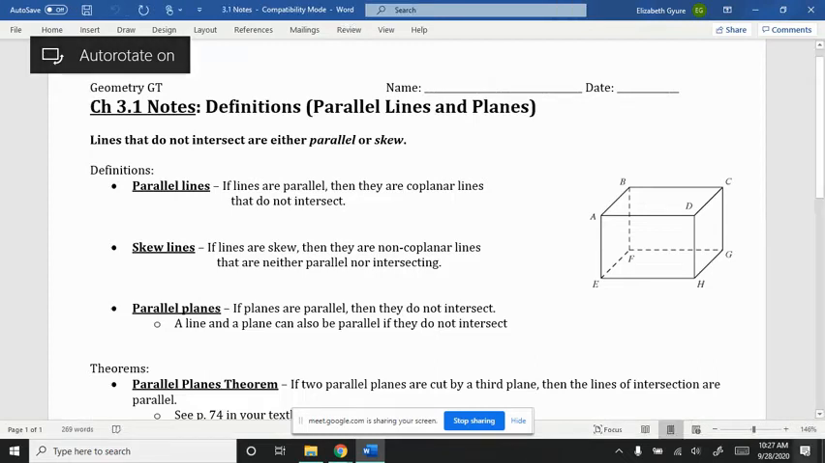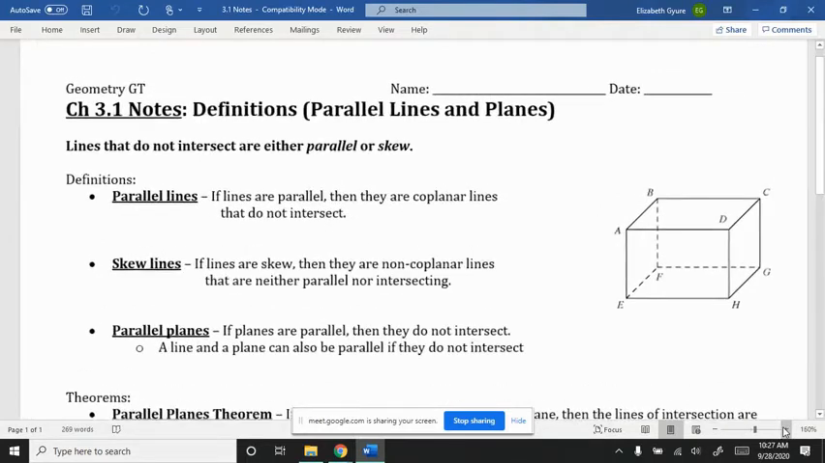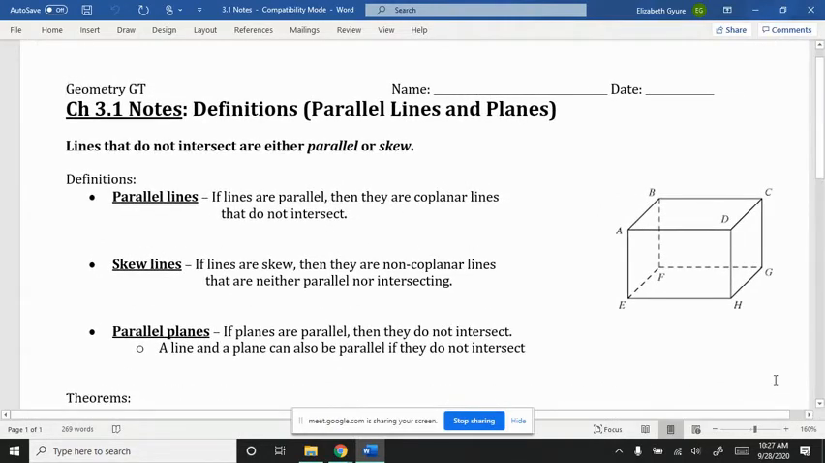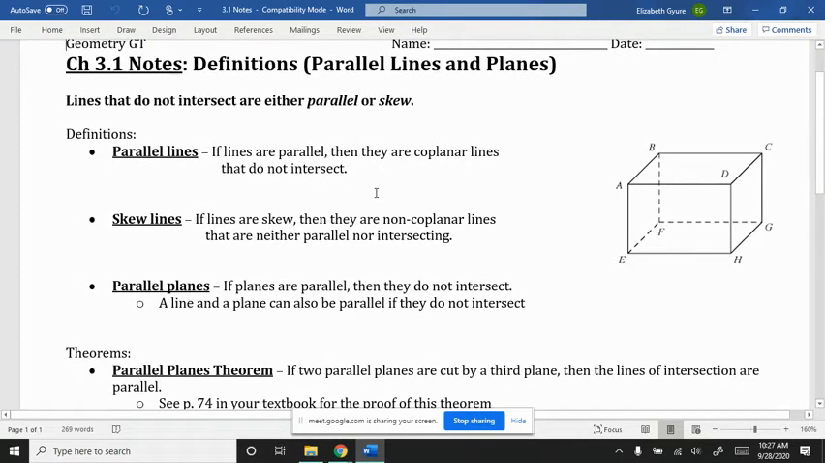3.1, the title of the section is literally called just definitions. So that's what we're basically talking about, is just defining some important things that we'll use for the rest of the chapter. We're pretty much talking about parallel lines, parallel planes, things like that, some relationships between those things.